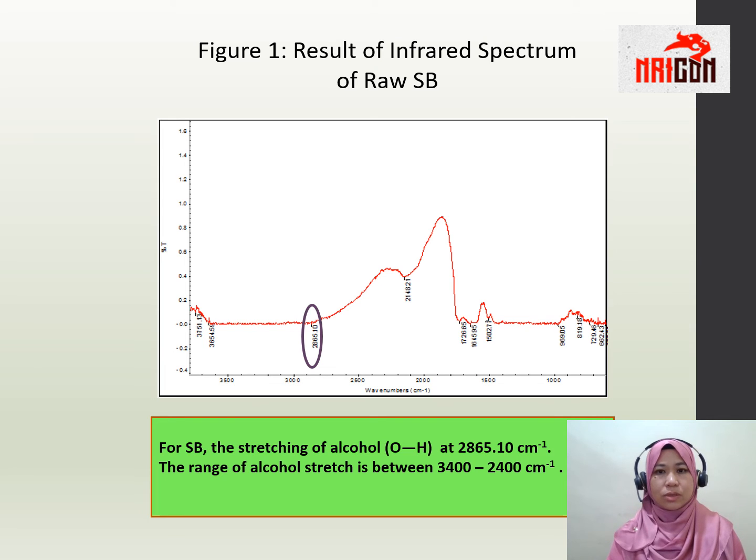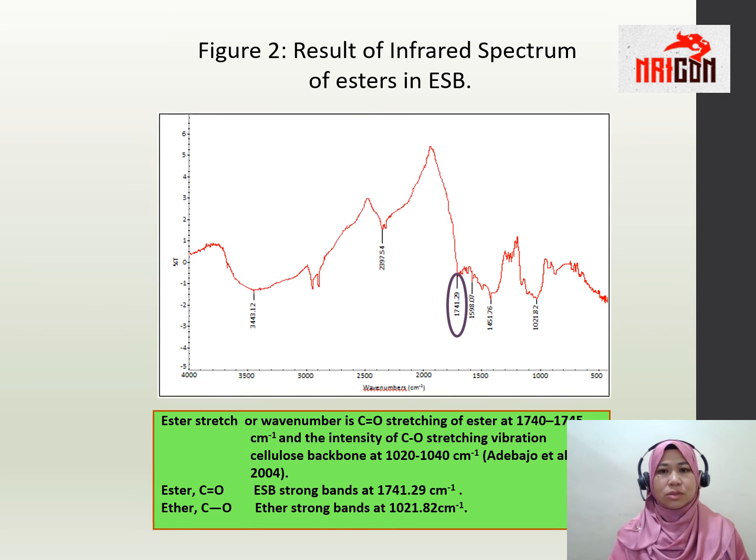Figure 1 shows the result of infrared spectrum of raw sago bark. Okay, the alcohol stretch is between 3,400 to 2,400. Figure 2 shows the result of infrared spectrum of esters in esterified sago bark, ESB.